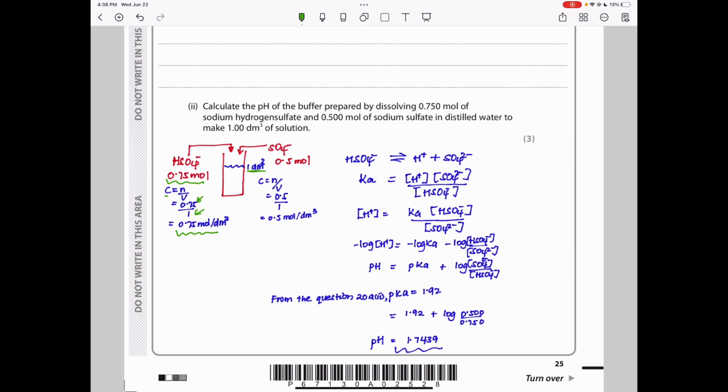And on the other side, we're going to do the same thing. Concentration is number of moles over volume, which is 0.5 divided by 1, and it's going to be 0.5 mole per decimeter cube. So this is the concentration I'm going to use. And remember, they have told us this is a buffer.